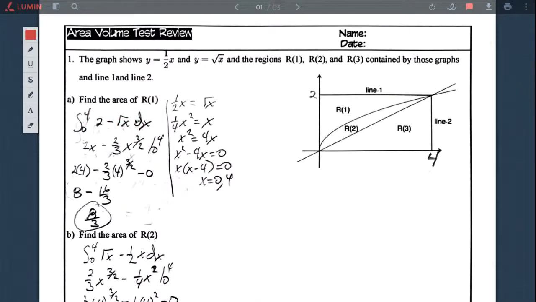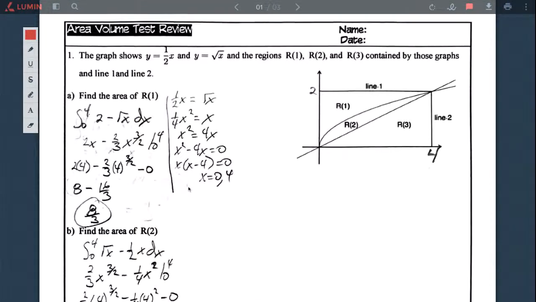And on this review, I'm just going to show you how to set it up. Everything else you should be good with. The setting up is probably where, if you have questions, that's where you'll have them. So I'm just going to show you how to set all these up.